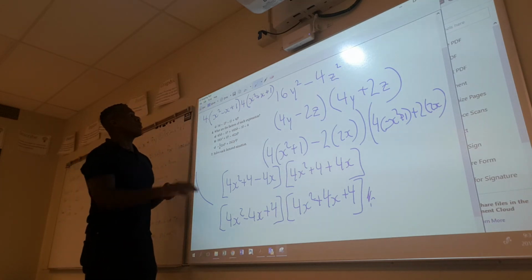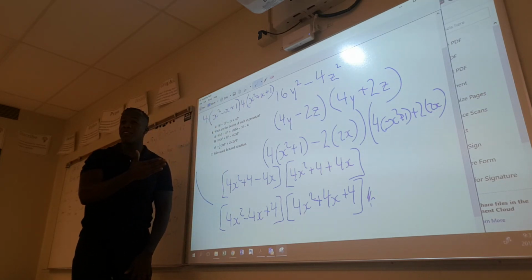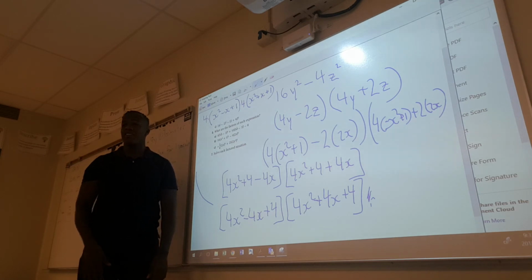So, again, is that germane to our understanding of this section? No, it's not. That's just fancy math stuff we're doing here at the end.